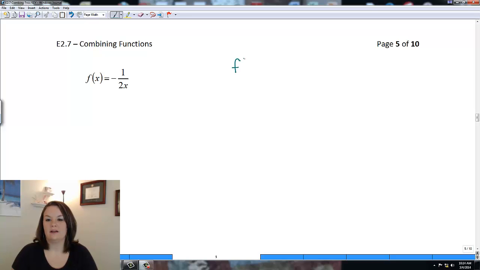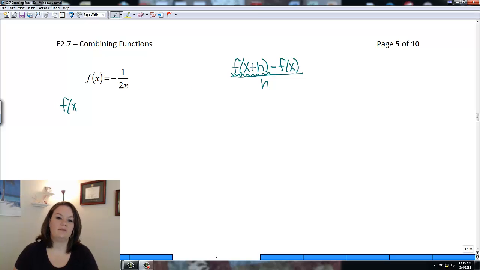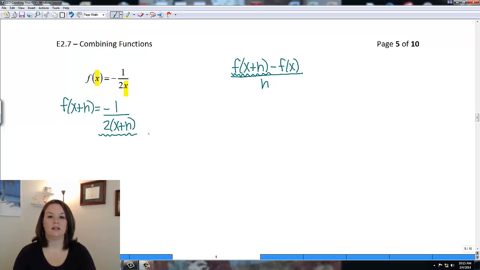All right, so I have f of x plus h minus my original f of x all over h. So first thing I want to do is find this piece. If I plug in f of x plus h, remember whatever's inside the parentheses goes in wherever I see an x. So this function tells me to do -1 over 2 times my input. Okay, and I'm just going to leave it like that when I plug it in. I'm not going to distribute that 2 because I'm not sure if that's a good idea yet or not. So let's go ahead and plug that in.